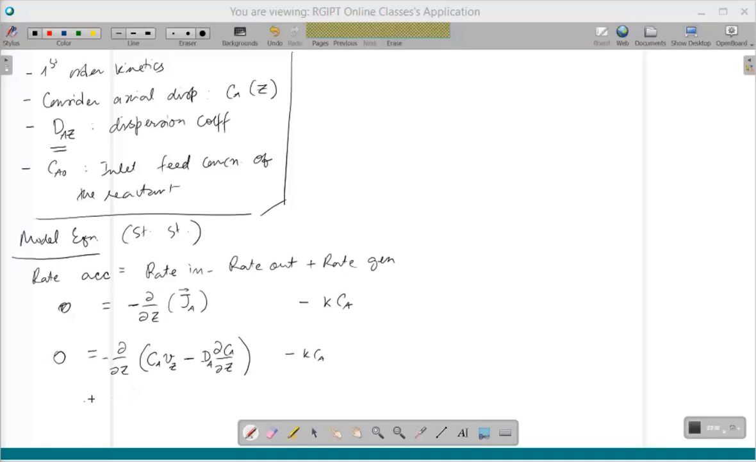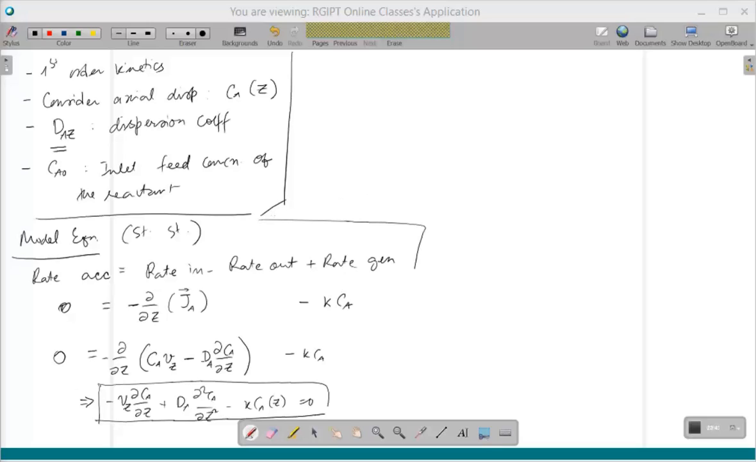So that will give me an equation that would look like this. Now I also know that V_Z is constant with Z, so del V_Z by del Z will not be there, so that I can take it outside. So: minus V_Z del C_A by del Z plus D_A del square C_A by del Z square minus K C_A equal to 0. This is our governing equation, right? So you can see this is a second order equation. You could have expected that.